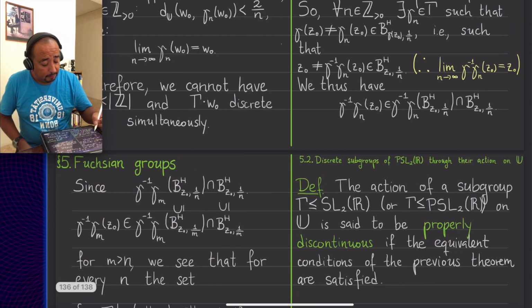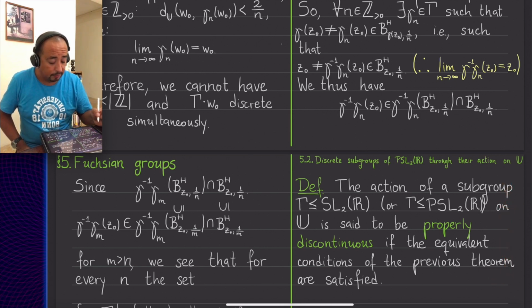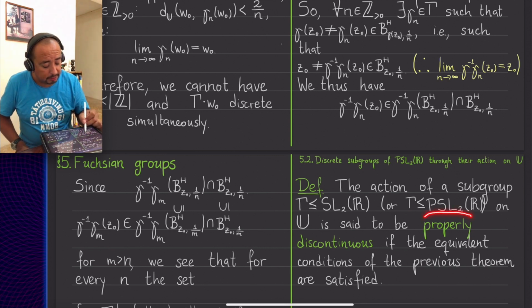Anyway, I'm going to be saying that these are properly discontinuous actions. If there's some confusion with the concepts from basic algebraic topology, then I'm going to say that the action is properly discontinuous in the weak sense.